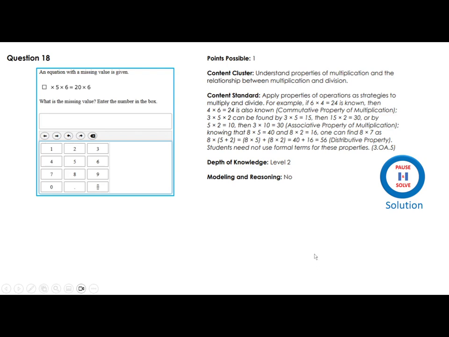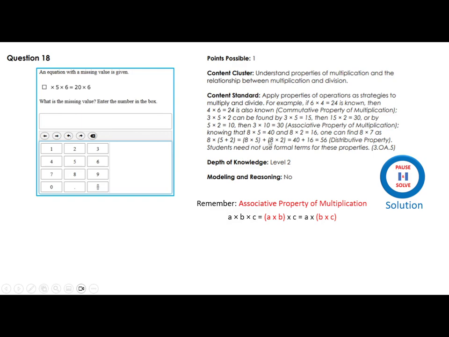Now, an equation with a missing value is blank times 5 times 6 equals 20 times 6. What is the missing value? So let me remind you of the associative property for multiplication. If you're multiplying A times B times C, you can do A times B first, and then multiply the result by C, or you can do B times C first, and then multiply it by A.